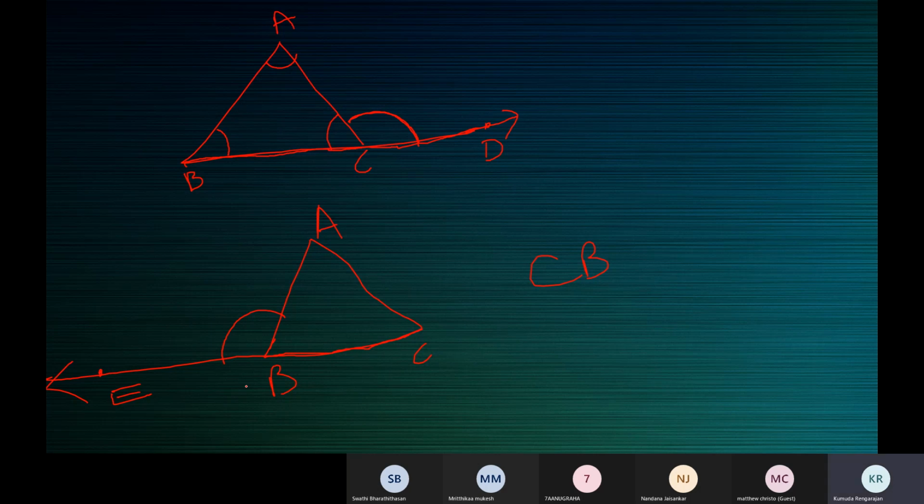In the first figure, side BC is produced to a point D. So when is an exterior angle formed? When a side of the triangle is produced, an exterior angle is formed. In the second figure, the side CB, shouldn't say BC, side CB is produced to a point E. Same side, just produced in the opposite direction. And you can see the exterior angle being formed there.